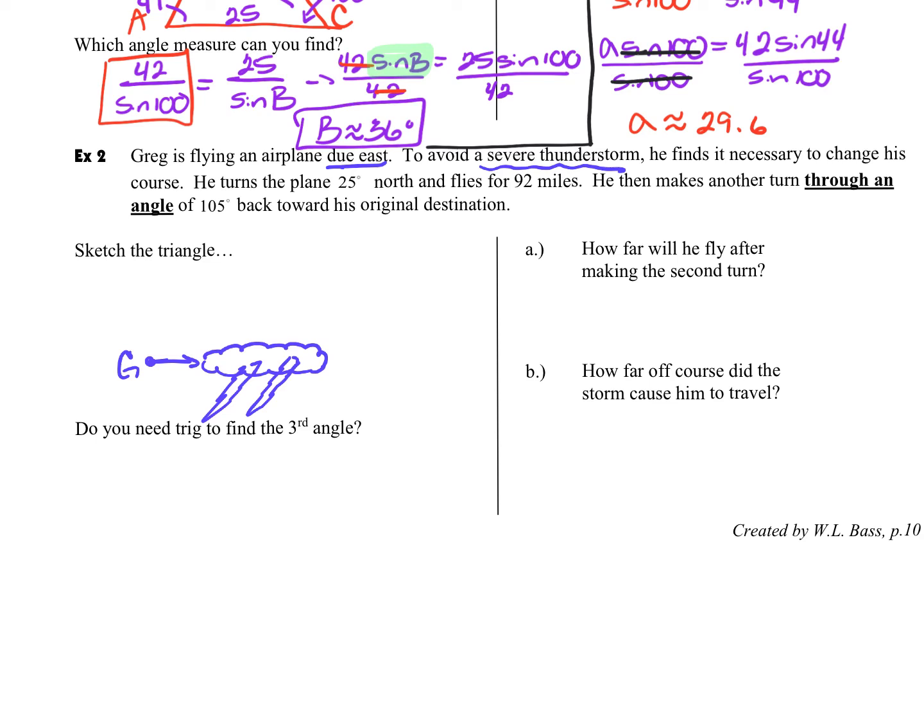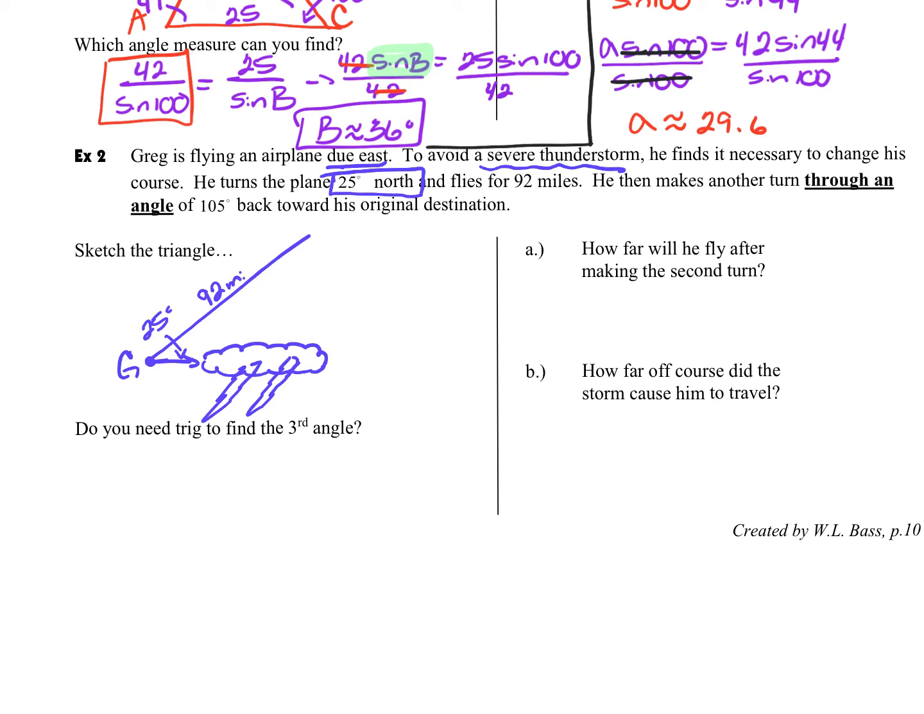So the pilot is going to make a turn, and they're going to turn 25 degrees to the north. So our pilot's going to say, hey, I'm going to fly way up here, and we're going to fill in this 25 degrees. So the pilot's going to turn 25 degrees to the north, and that pilot's going to go for 92 miles. So I'm going to avoid that storm.